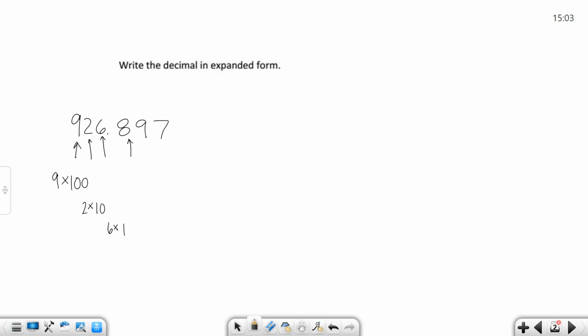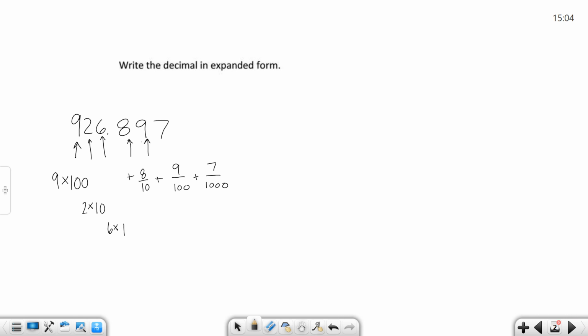This 8 is in the tenths position, so that would be 8 tenths. This 9 is in the hundredths position, so that would be 9 hundredths. And this 7 is in the thousandths position, so that would be 7 over 1,000. If you were writing it out in expanded form, yours hopefully would be a little bit neater than this, but this is how it would look.